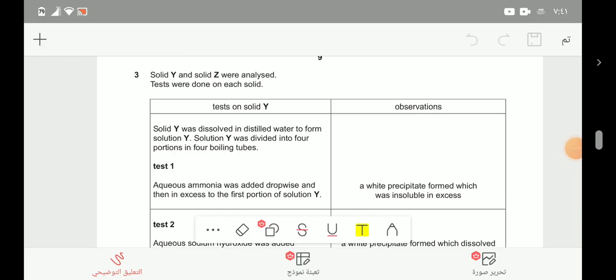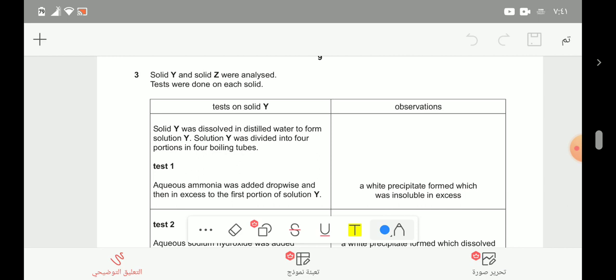This is Abdul Hadi. Inshallah, we will continue explaining the second part of the 2020 Paper 6 November. Question number 3: solid Y and solid Z were analyzed. Tests were done on each solid.